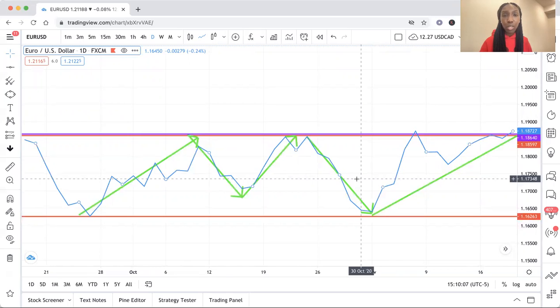So I hope this helps you understand a little bit more about how support and resistance works. I will be making more videos to break down different information to help you understand how to analyze the market, how to use price action and market structure to become a profitable trader.